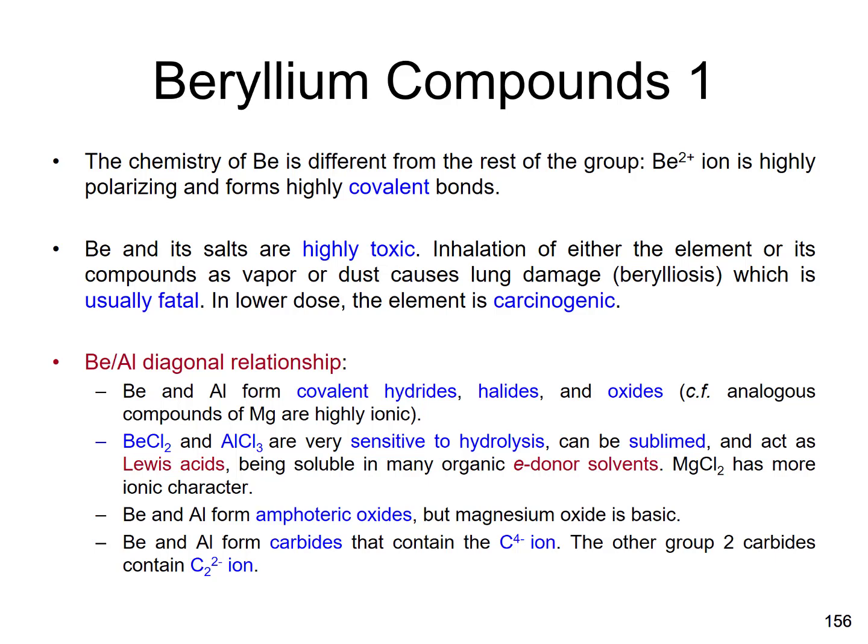Now let's look at the beryllium-aluminum diagonal relationship in a bit more detail. Beryllium and aluminum both form covalent hydrides.